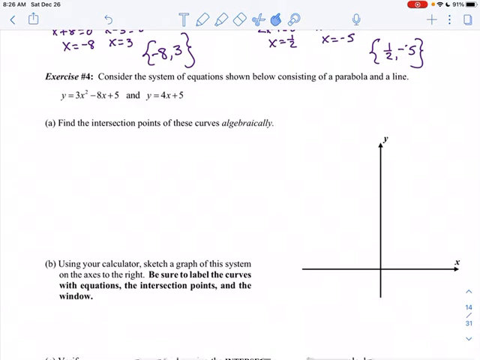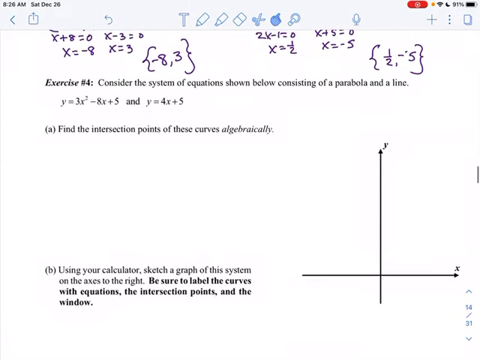All right. Number 4, consider the system of equations. So I got 2 equations, all right? And I want to solve them, find the intersection of these points algebraically. So I'm going to basically use substitution. And you did this back in algebra also. Substitution. They're both equal to y.